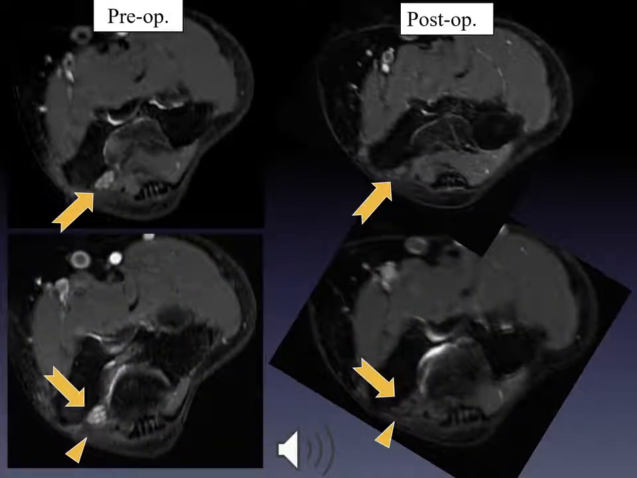The arrow is pointing towards the ulnar nerve, which is no longer swollen and hyperintense in the postoperative, while the arrowhead points towards the cubital tunnel, no longer noticeable after the section in the postoperative.